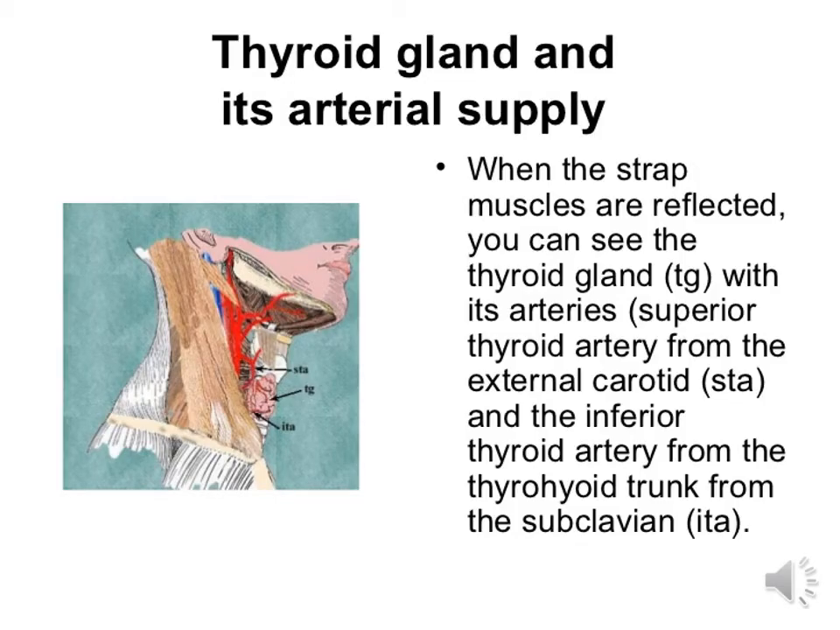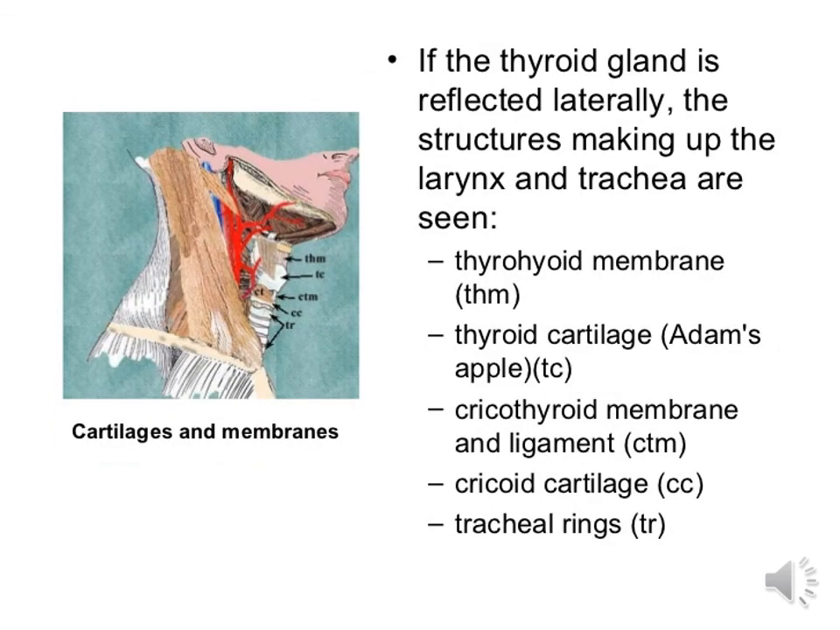Now we have a short note about the thyroid gland and its arterial supply. When the strap muscles are reflected, you can see the thyroid gland with its arteries: the superior thyroid artery from the external carotid artery, and the inferior thyroid artery from the thyrocervical trunk from the subclavian artery. If the thyroid gland is reflected laterally, the structures making up the larynx and trachea are seen. We can see the thyrohyoid membrane, thyroid cartilage, Adam's apple, cricothyroid membrane and ligament, cricoid cartilage, and tracheal rings.